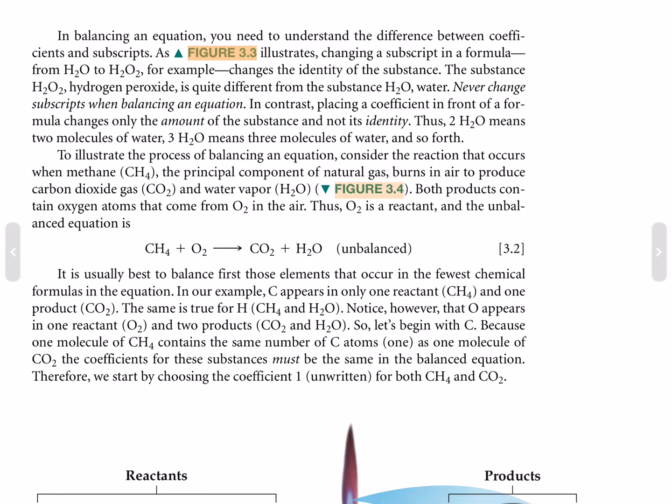It's usually best to balance first those elements that occur in the fewest chemical formulas in the equation. In our example, carbon appears in only 1 reactant and 1 product. The same is true for hydrogen. Notice, however, that oxygen appears in 1 reactant and 2 products, so let's begin with carbon. Because 1 molecule of methane contains the same number of carbon atoms as the molecule of carbon dioxide, the coefficients for these substances must be the same in the balanced equation. Therefore, let's start by choosing the coefficient 1, unwritten, for both methane and carbon dioxide.